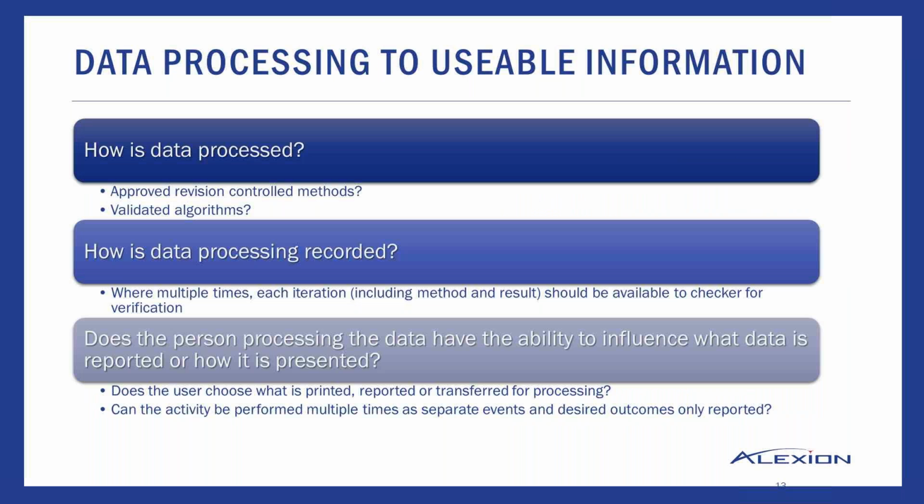Data processing then to usable information. How is data processed? Is it through approved revision controlled methods or validated algorithms? How is the processing recorded? If it's done multiple times, each iteration should really be available to the checker for verification, not just the final result, the final processing. Does the person processing the data have the ability to influence what's reported or how it's presented? Do they choose what's printed, reported, or transferred or to the LIMS system, for example, to be reviewed? And can it be performed multiple times with separate events and desired outcomes only reported?